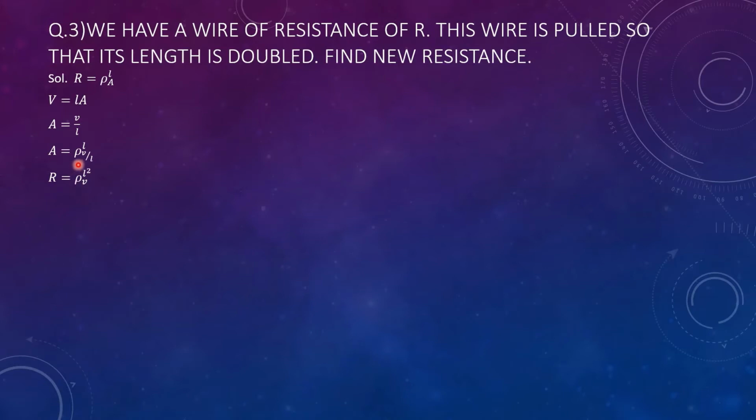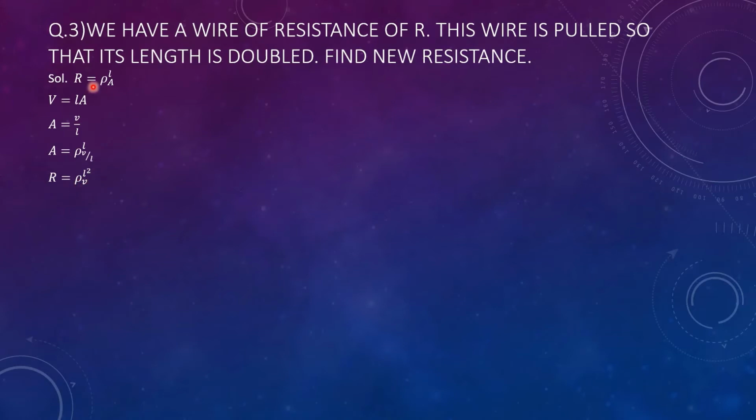Rho as it is, L upon V as it is, and it becomes L upon 1. So L into L, that becomes L square. So value of R is rho L square upon V. Whenever in question length is changed, that time formula will apply: R equal to rho L square upon V.